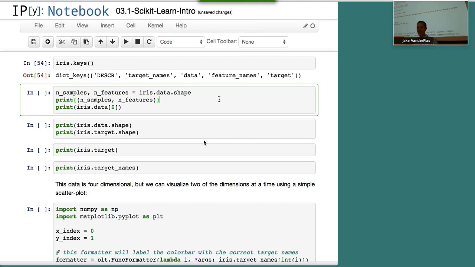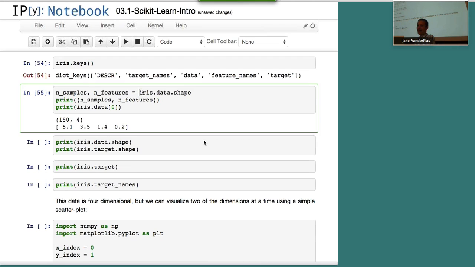So let's take a look at this. If we look at the iris.data, we can ask what the shape is. And remember I told you the shape is number of samples by number of features. So we print that out and we see that we have 150 samples by 4 features.